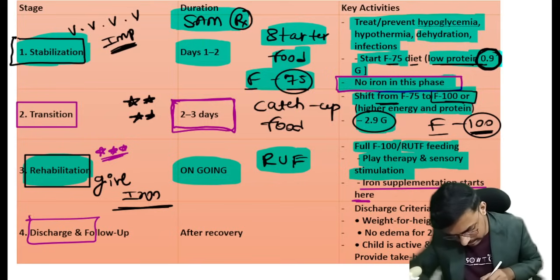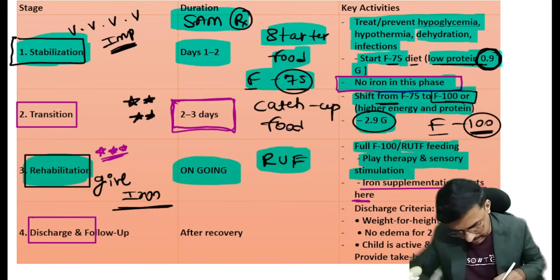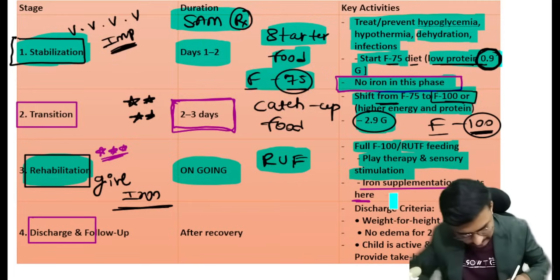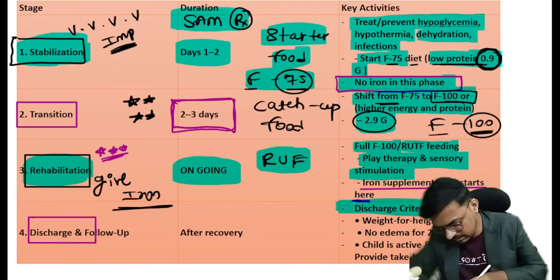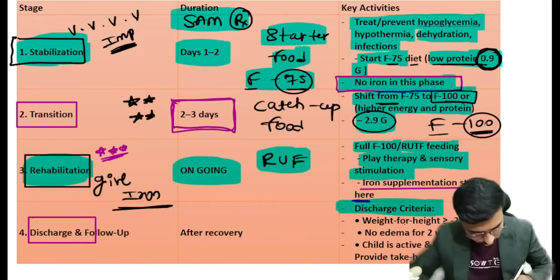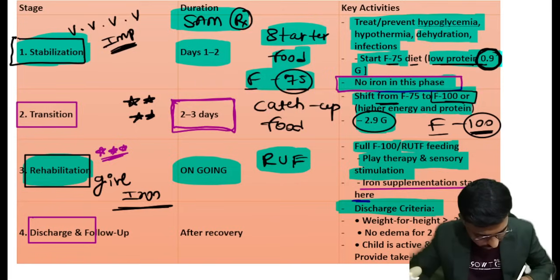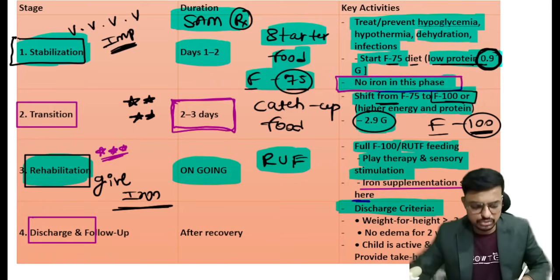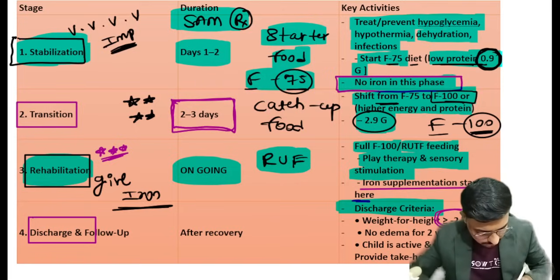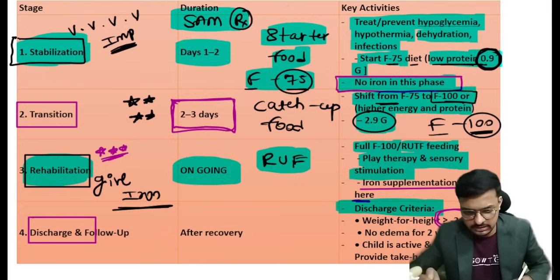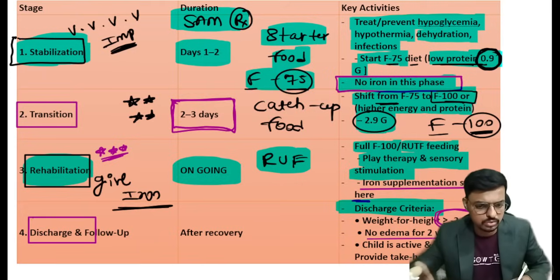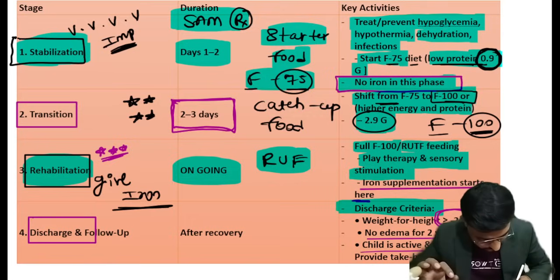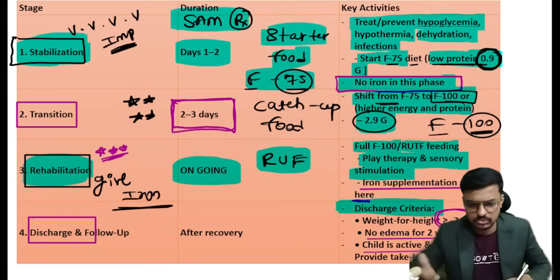When will we discharge the child? This is your examiner's question: the discharge criteria of the SAM baby. We can discharge if the weight for height is more than or equal to -2 standard deviation. If there is no edema for the last 2 weeks, meaning the edema has subsided completely, we can discharge. And the child should be active and eating normally.